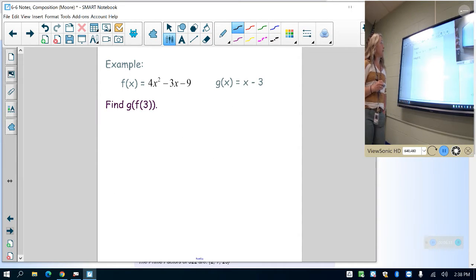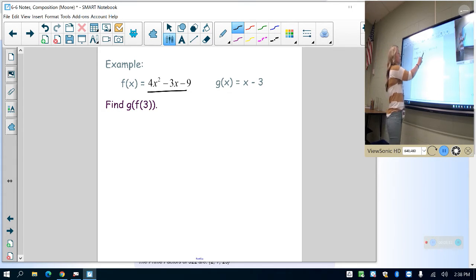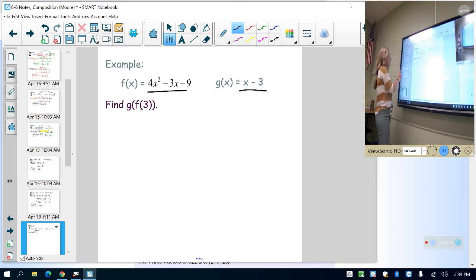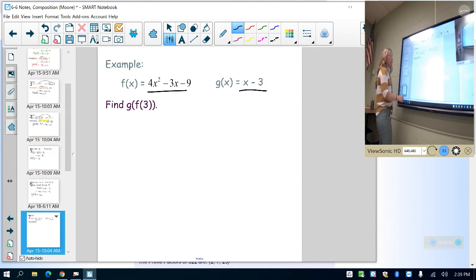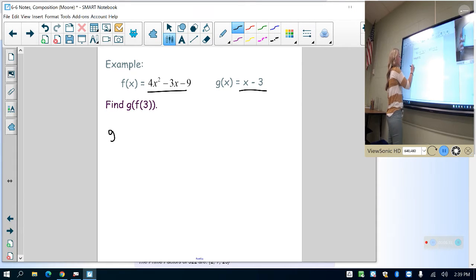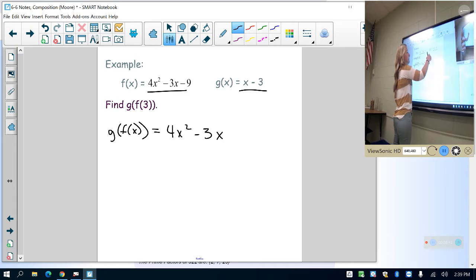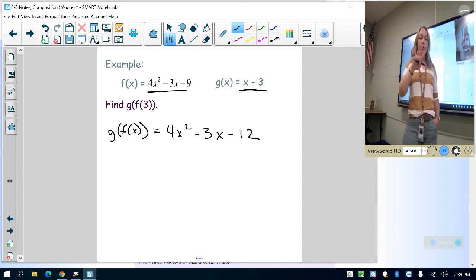Now find g of f of 3. Now look at the functions. If you remember, I told you we're going to come back to this problem. If I look at page 4 where I was at, do you remember how g of f of x is 4x squared minus 3x minus 12? We can now use that function, g of f of x, that we found when these were the functions. It was just 4x squared minus 3x minus 12, okay? And we solved that on page 4 of your notes.